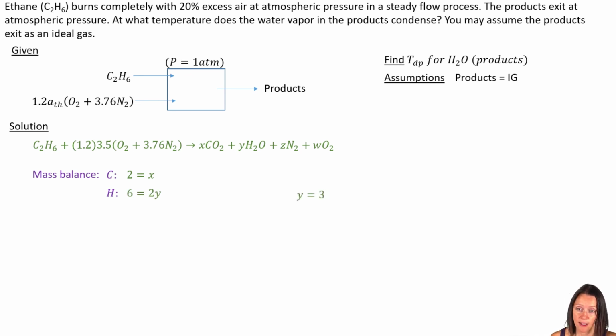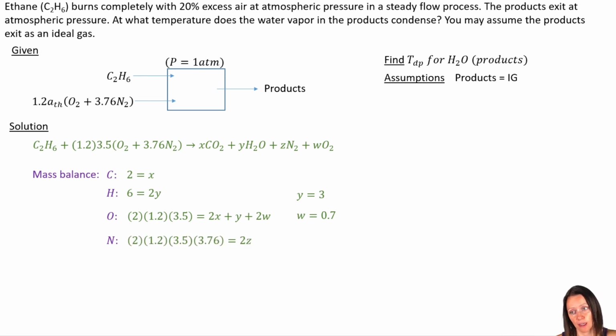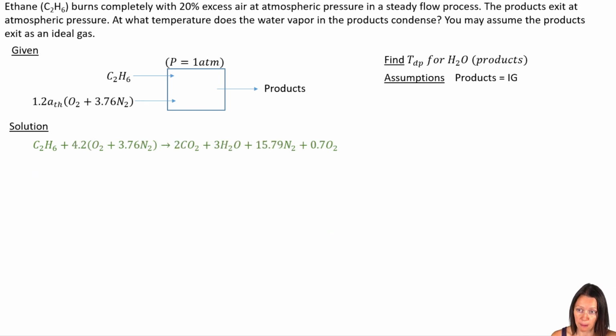Oxygen absolutely has. So I've got 1.2 times 3.5. Then I've got a subscript 2 on that oxygen term, so I'm multiplying everything by 2 on the left-hand side. And on the right-hand side, I've got 2X plus Y, and then I've got 2W. So that's my oxygen on the very last term right there. And so I get a W of 0.7. And then for nitrogen, I do need to solve for that here. So I've got a lot of numbers on the left-hand side. I got 2, the subscript 2. So 2 times 1.2 times 3.5 times 3.76. And on the right-hand side, I've got 2Z. So now I've got my balanced equation.